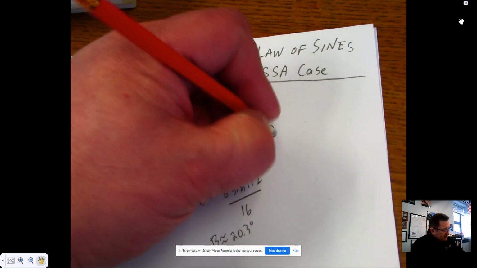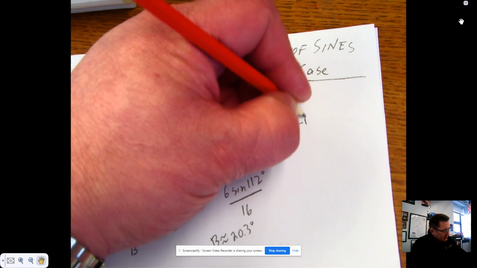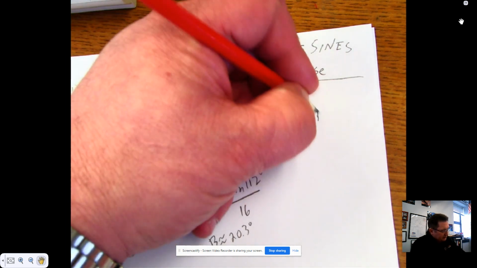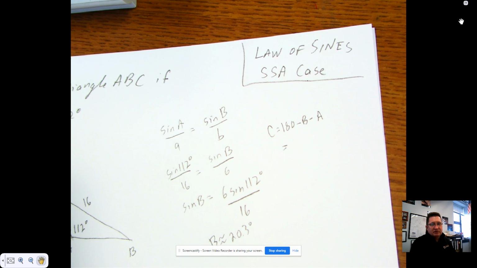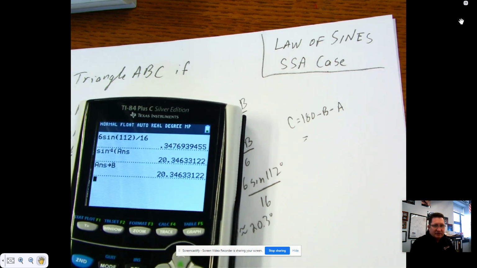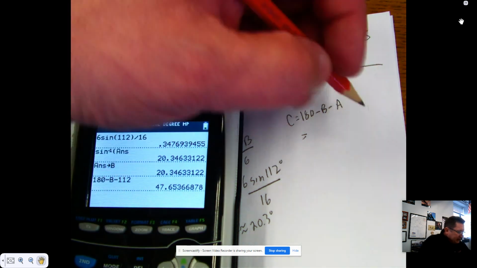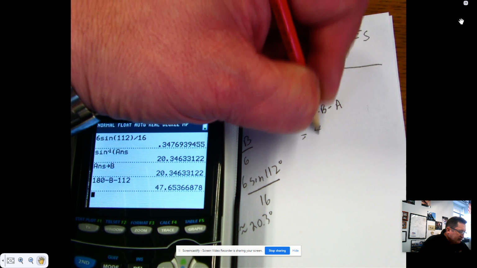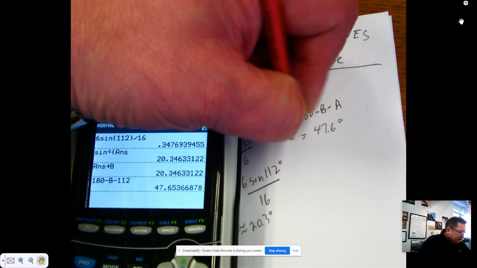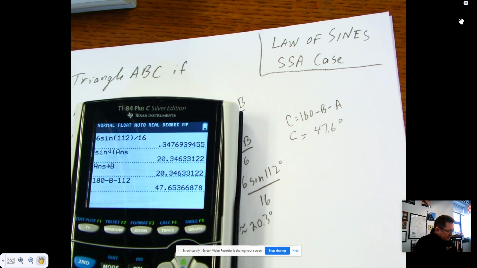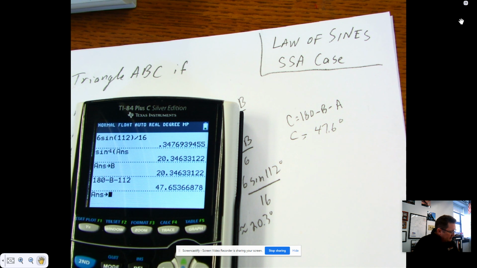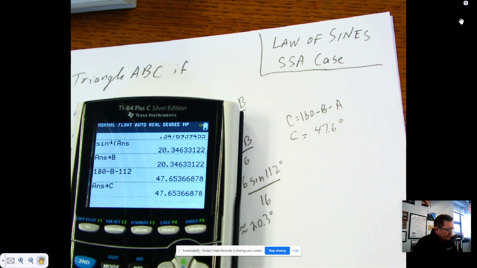And so angle C is 180 minus B minus A. When we go to do that, we may as well just use the stored value on our calculator. So 180 minus B, and so you hit alpha B, minus 112, which was A. And so this is angle C. Angle C is 47.6. Again, the recommendation here is to store it and hit store alpha C and enter.